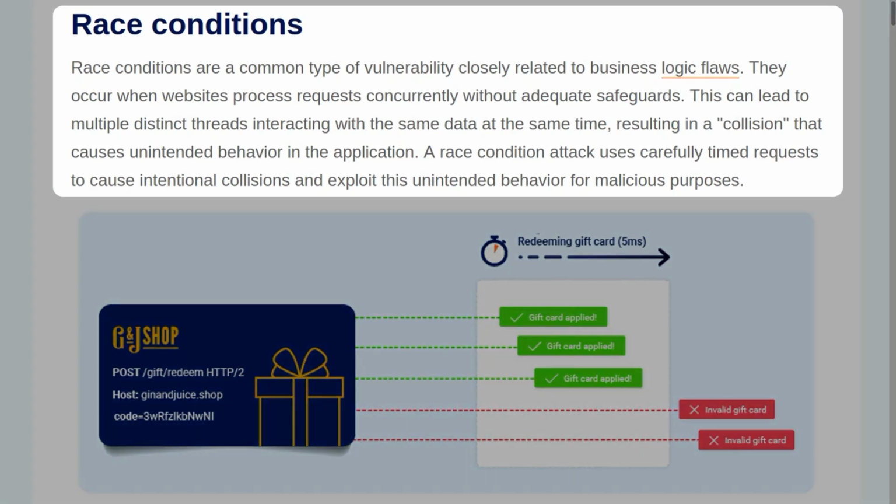Race conditions are a common type of vulnerability closely related to business logic flaws. They occur when websites process requests concurrently without adequate safeguards. This can lead to multiple distinct threads interacting with the same data at the same time, resulting in a collision that causes unintended behavior in the application. A race condition attack uses carefully timed requests to cause intentional collisions and exploit this unintended behavior for malicious purposes.